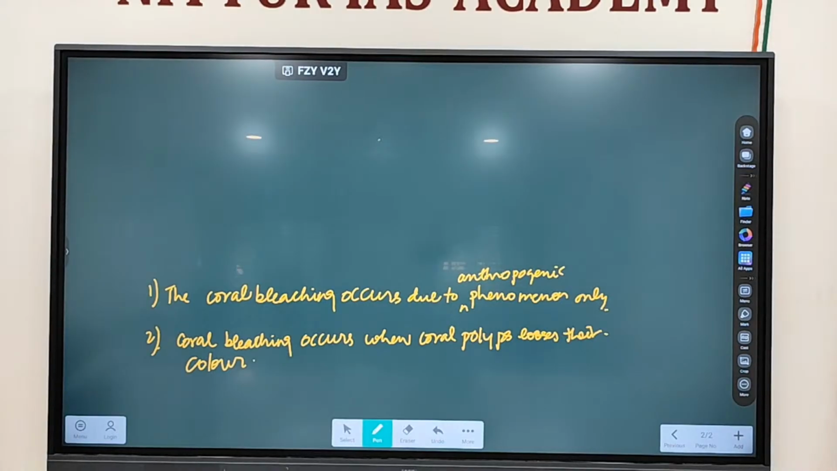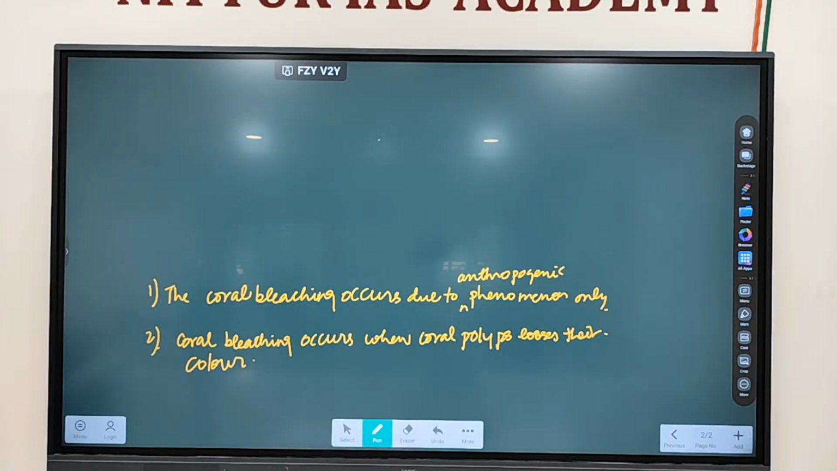So the first statement says coral bleaching occurs due to anthropogenic phenomena only. Correct or wrong? Wrong. It can happen due to natural phenomena also. Anthropogenic means human related phenomena. Clear? So it can happen due to natural phenomena also, like El Nino condition.